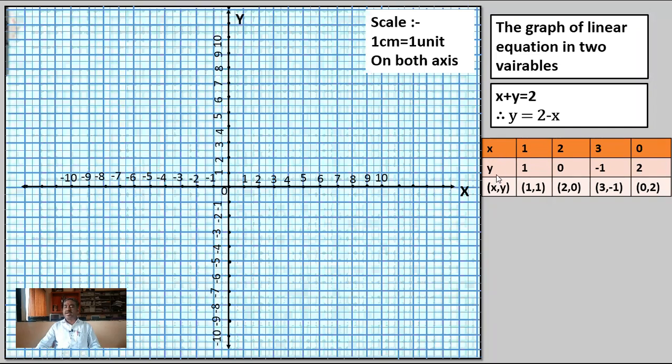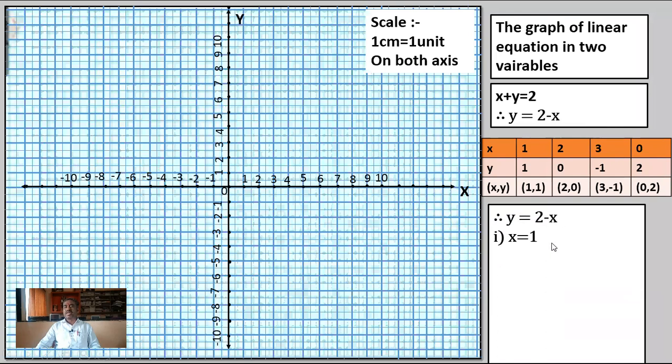x, y. Therefore, the value of x is equal to 1. Substitute in this equation y is equal to 2 minus x in this way. Given equation, first value x is equal to 1, then y is equal to 2 minus 1 is equal to 1, therefore y is equal to 1. Second, x is equal to 2, then substitute the value, y is equal to 2 minus 2 is equal to 0, therefore y is equal to 0.